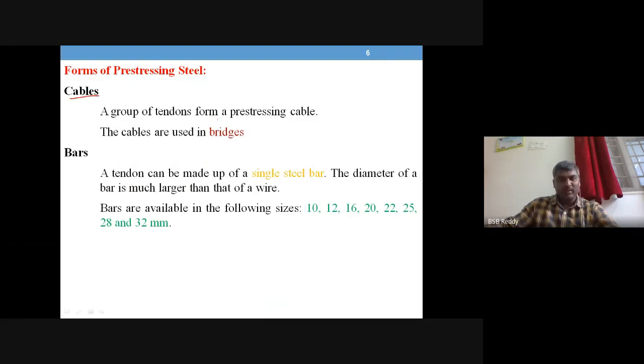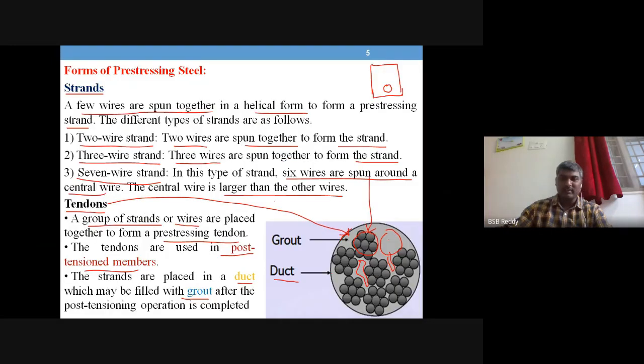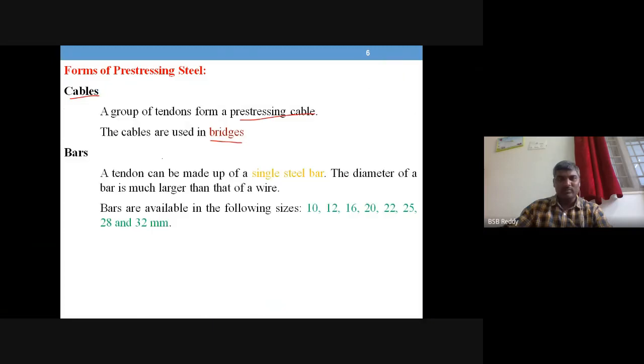A group of tendons form a pre-stressing cable. Generally, cables are used in bridges because they have to handle very high tensile loads. That's why cables like such tendons, whatever you have seen earlier, like this is one tendon. Such tendons, two or more, are spun together to form a cable.